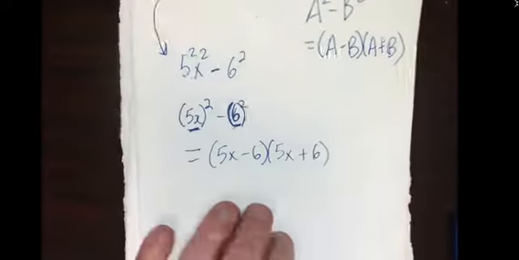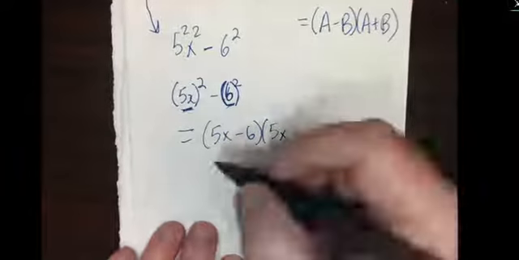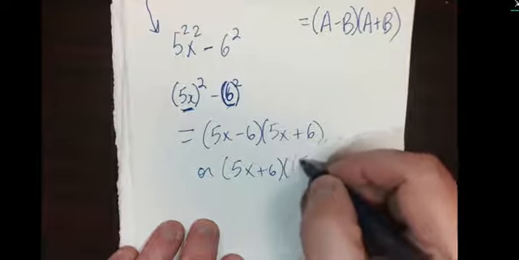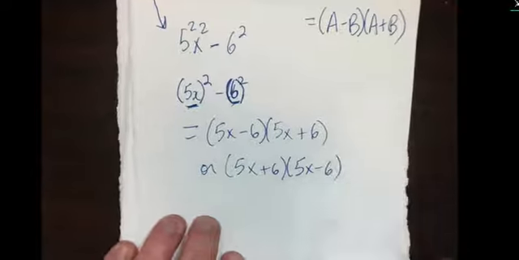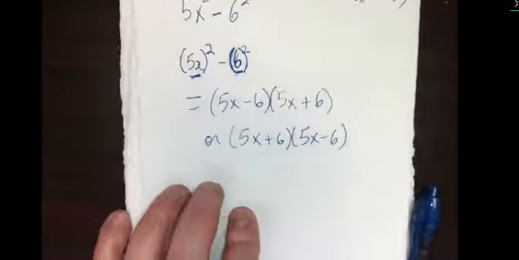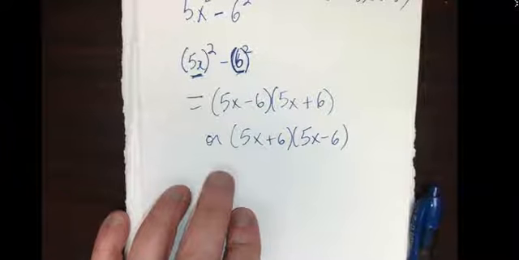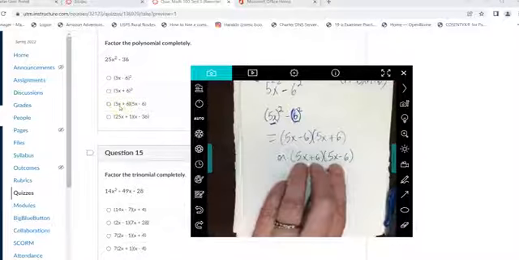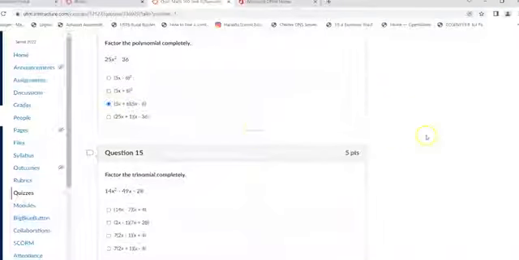Okay. And the order doesn't matter. So the positive one could have come first. It doesn't matter there. Okay, so let's see what they've got. All right, so they're going with this order. So there's the answer.